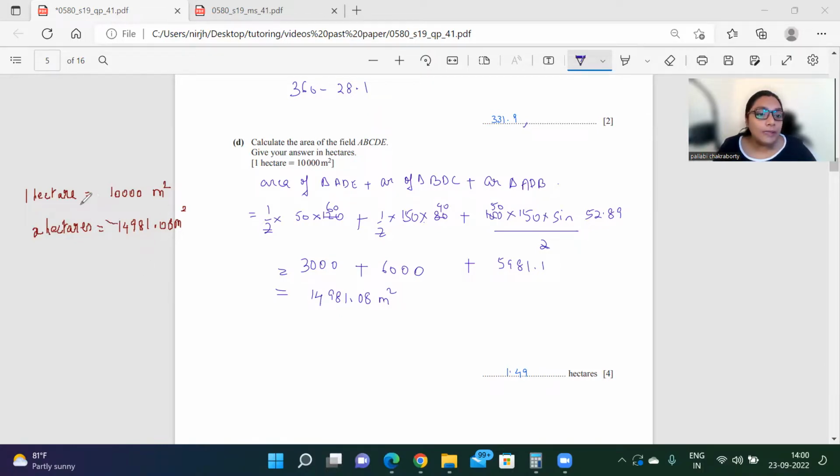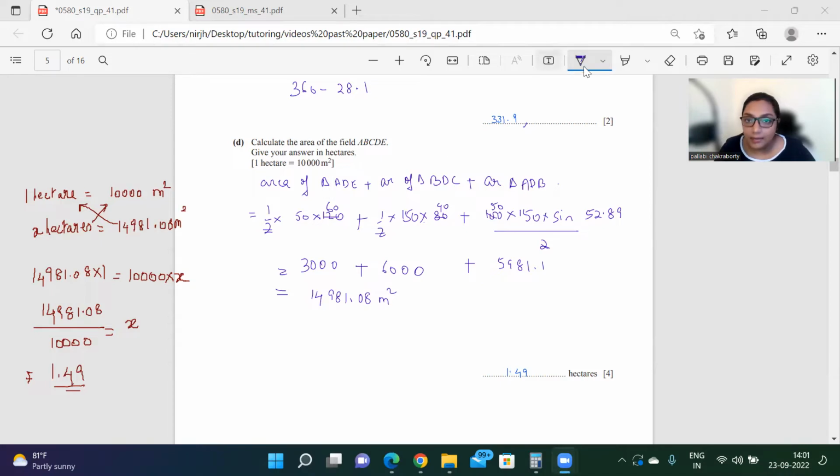So you cross multiply and equate. So this becomes 14981.08 times 1 is equal to 10,000 times x. Now you have to find the value of x. So you divide both sides by 10,000. So this becomes 14981.08 by 10,000 is equal to x. So this comes out to be 1.49 hectares.